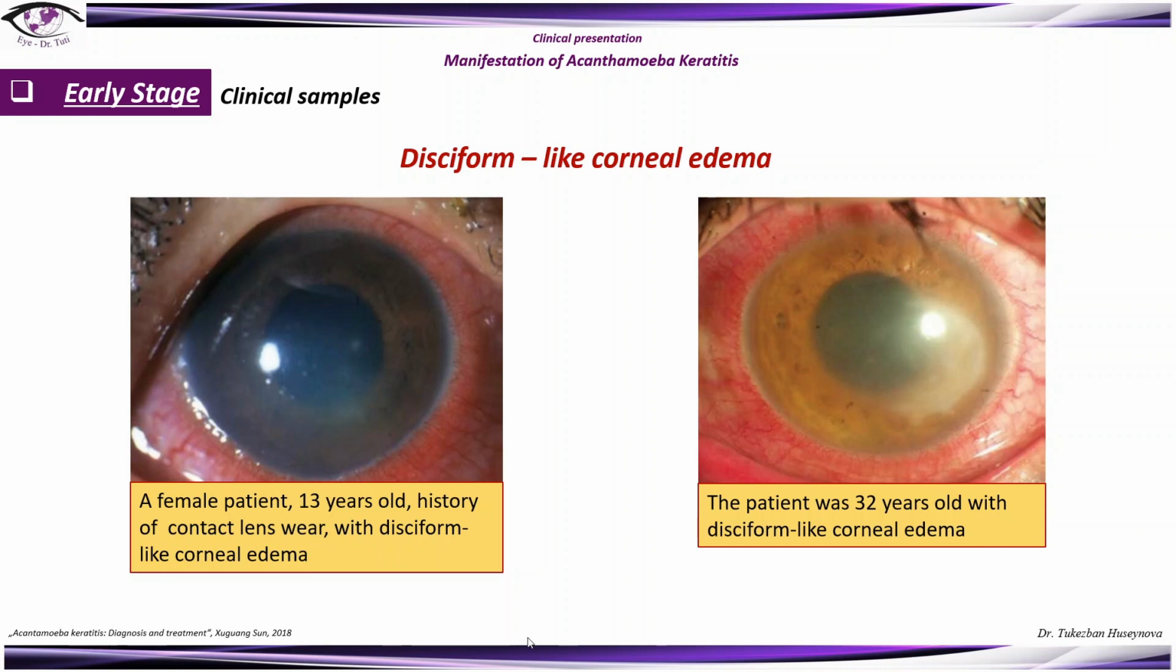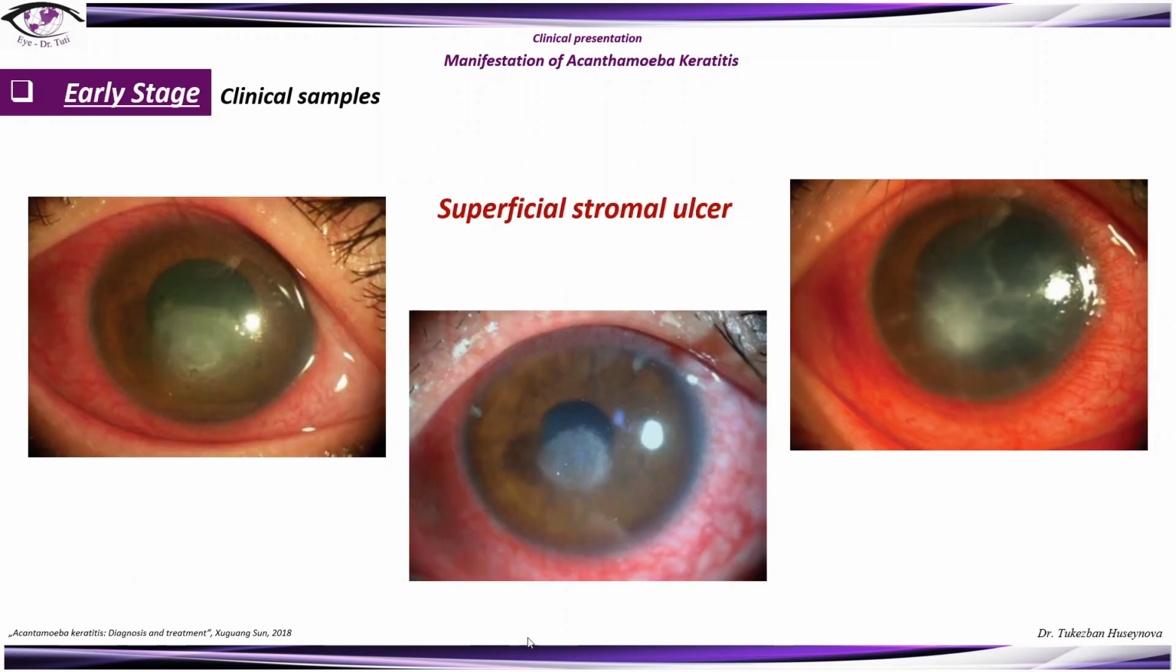Here we can see a disciform-like corneal edema, a female patient 13 years old with a history of contact lens wear with disciform-like corneal edema. And on the second photo, it's a patient 32 years old with disciform-like corneal edema, also with a history of contact lens wearing. Then superficial stromal ulcer is also a typical sign of early stage of this disease.